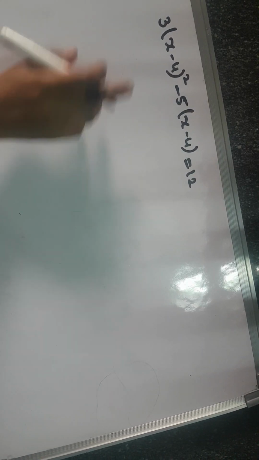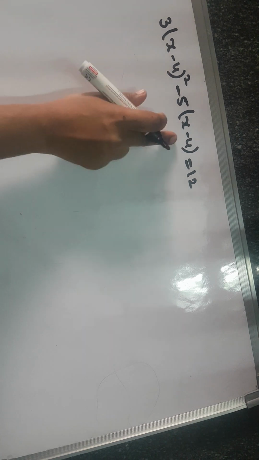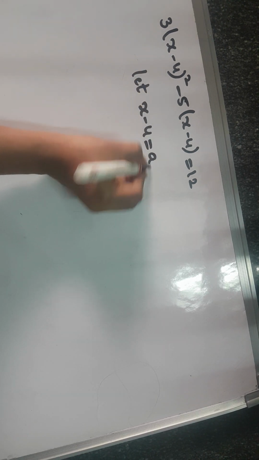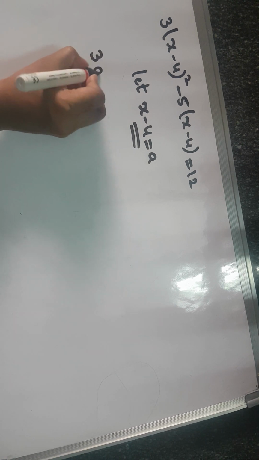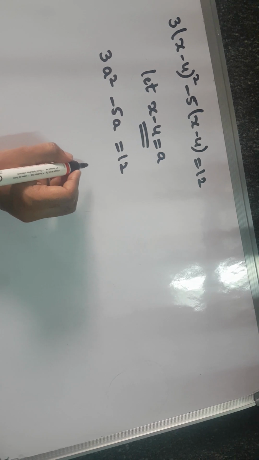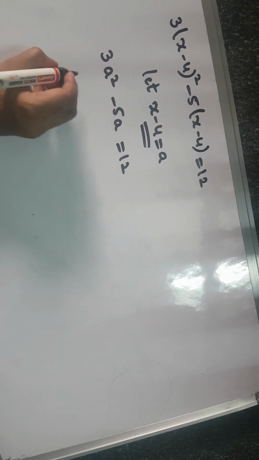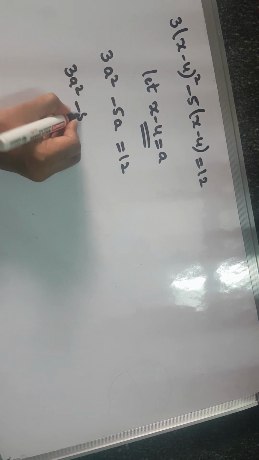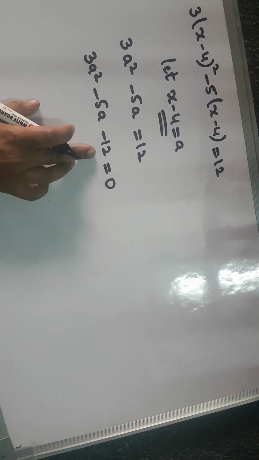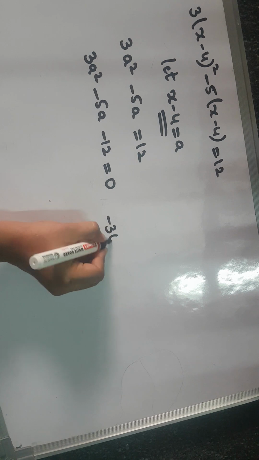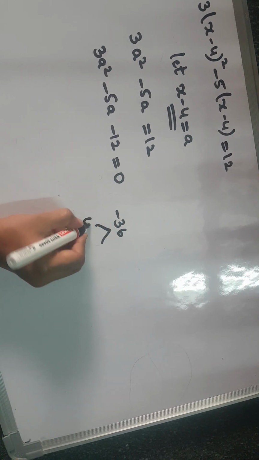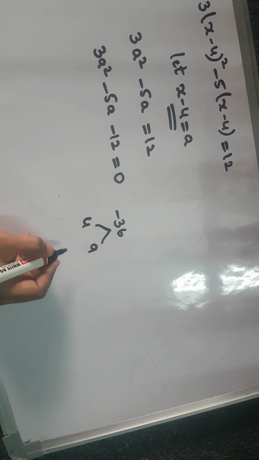This is the last problem. Let us take here x minus 4 is given. So let x minus 4 equal a. I am taking like this, means 3a squared minus 5a equals 12. Take this RHS value to the LHS, means 3a squared minus 5a minus 12 equals 0. Now 12 times 3 is 36, it becomes minus 36. Last problem I have taken 36, 4 9 36.